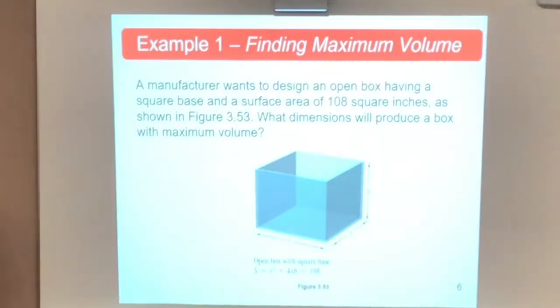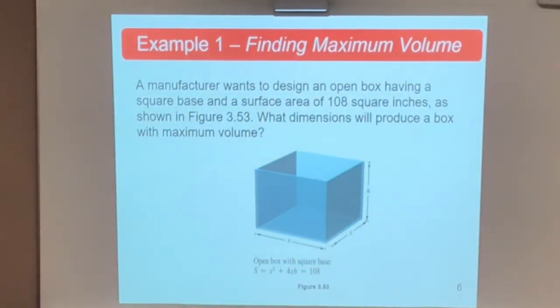Example 1. Finding maximum volume. A manufacturer wants to design an open box having a square base and a surface area of 108 square inches, as shown in figure 3.53. What dimensions will produce a box with the maximum volume?